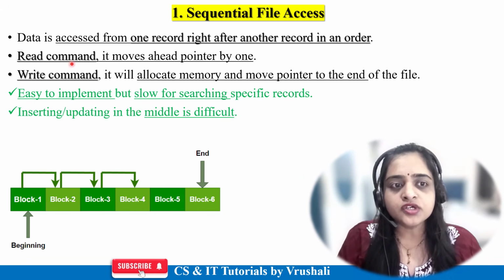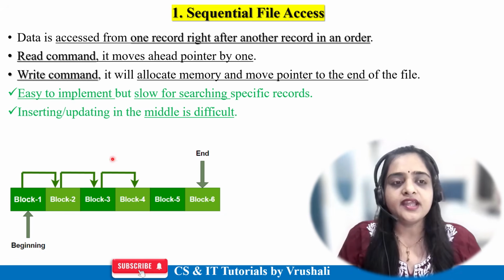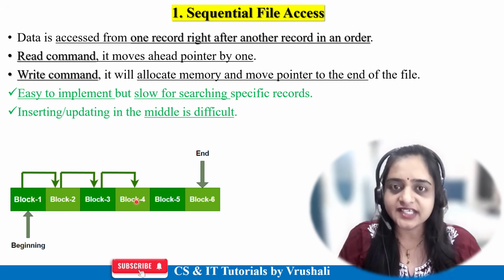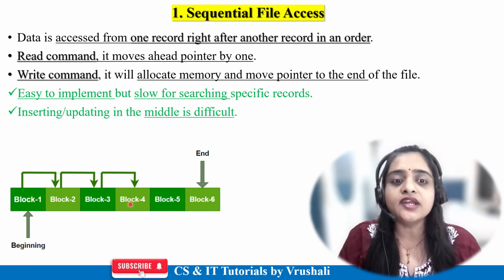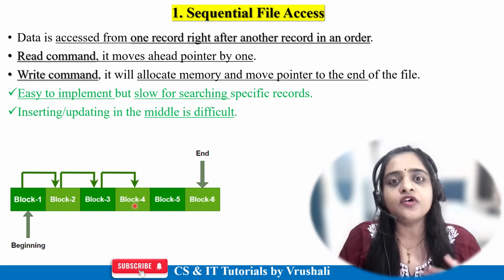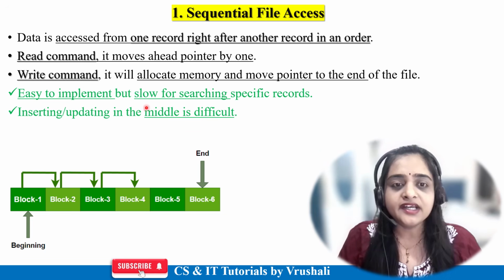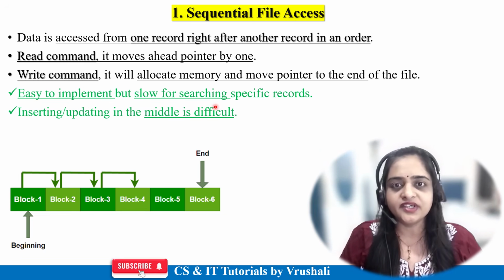Now suppose the user wants to perform the read command. They want to read the data. So this file will be opened and the user starts reading. And if the user wants to perform the write command, they want to modify the data. The system searches for this particular file sequentially, the operating system allocates memory to that particular file, and after that the user performs the updation operation, meaning the user enters the data in that particular file. Basically this structure is very easy to implement, but it is very slow for searching a specific record.